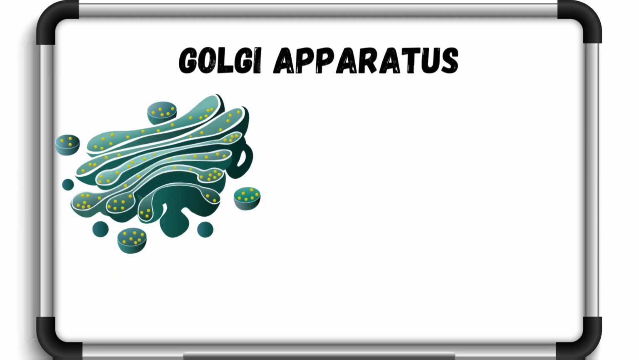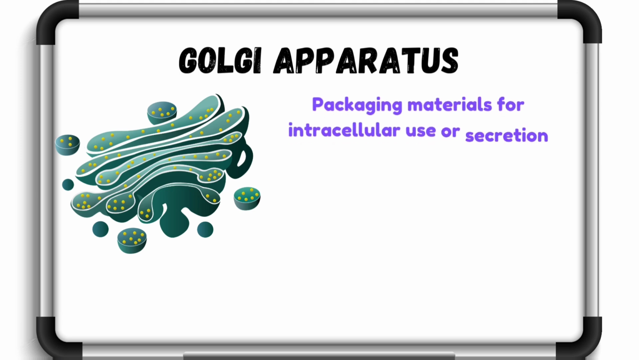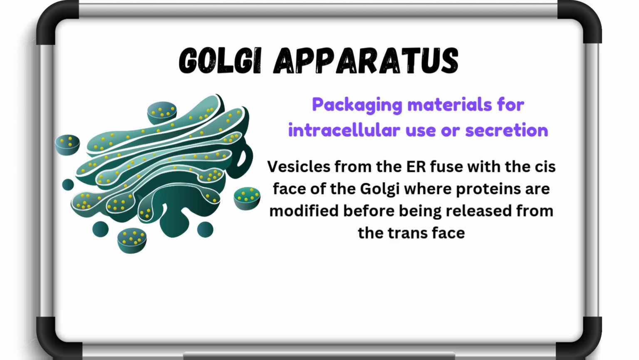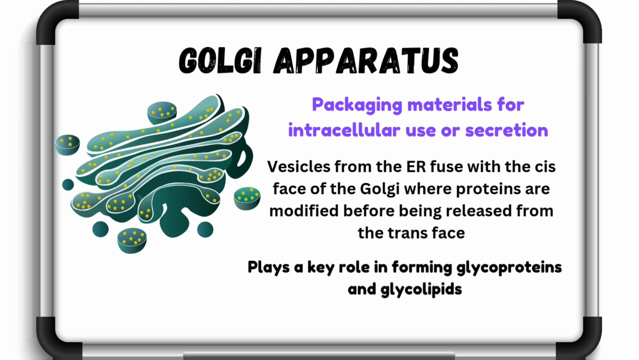The Golgi apparatus acts like the cell's post office, packaging and modifying proteins for intracellular use or secretion. Vesicles from the ER fuse with the cis face of the Golgi, where proteins undergo modifications before being sent out from the trans face. The Golgi is also responsible for making glycoproteins and glycolipids.